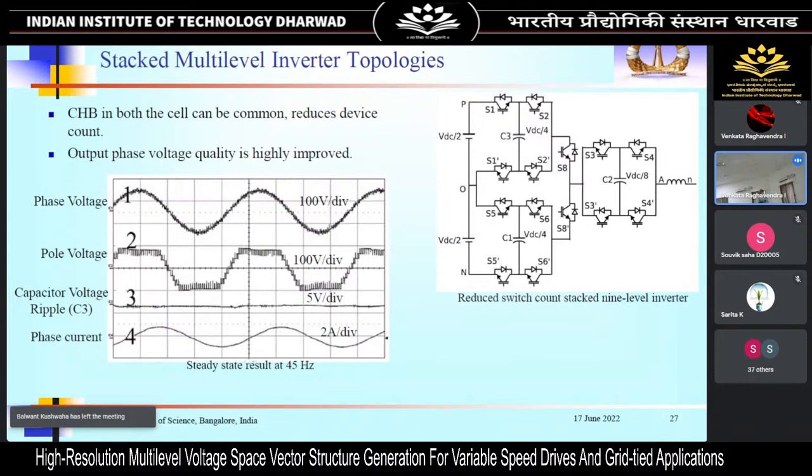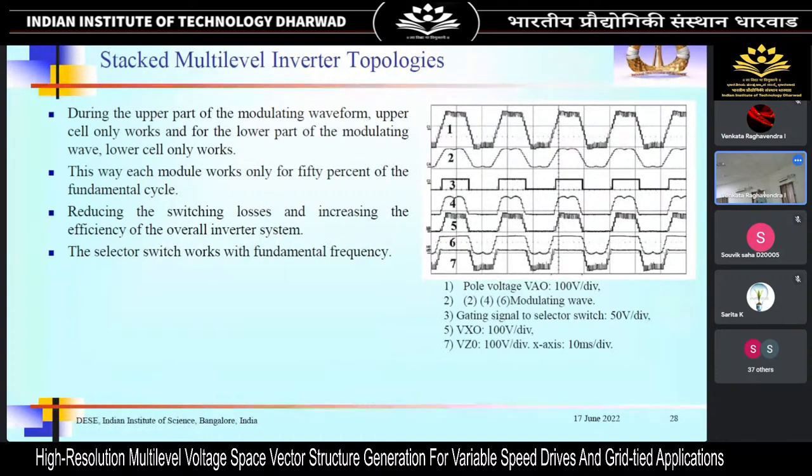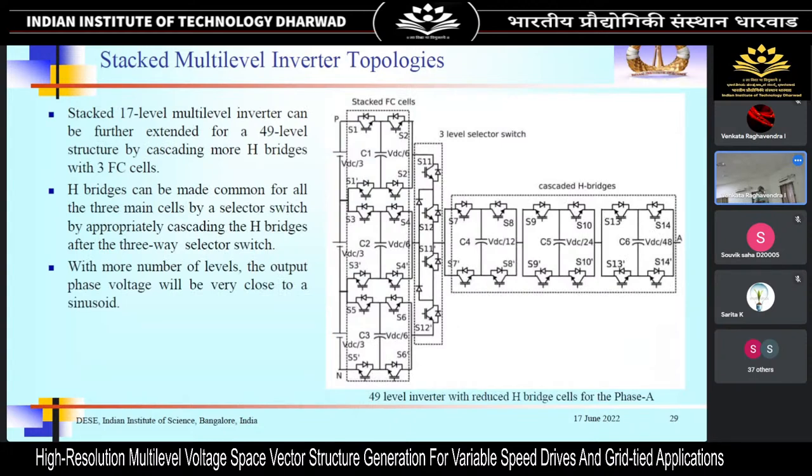See, the 9 level voltage waveform. This is the pole voltage waveform. This is the phase voltage waveform. Capacitor voltage is tightly controlled this way. See, this is the idea. If you see here, during the positive part, the top part will be working, right? The bottom part will have no switching. On the negative side, only the bottom part is switching. The combined effect is this. So even though more devices are there, each group will be working only half the period. That's the idea. See, this stacking and cascading we extended to 17 level. What was the previous 17 level? It was like this.